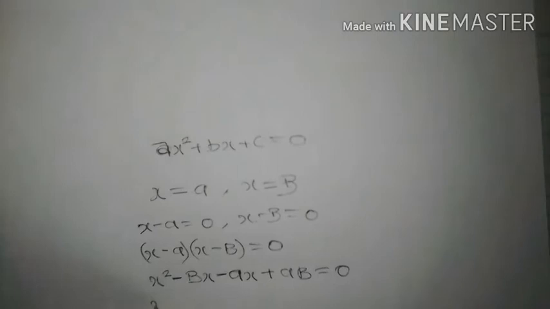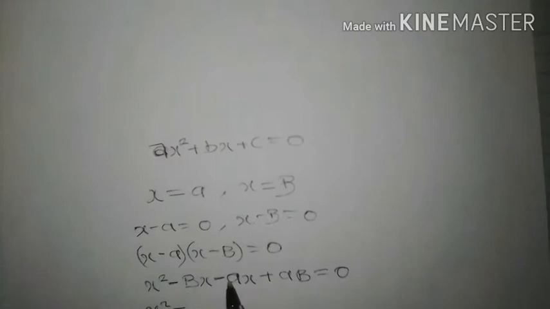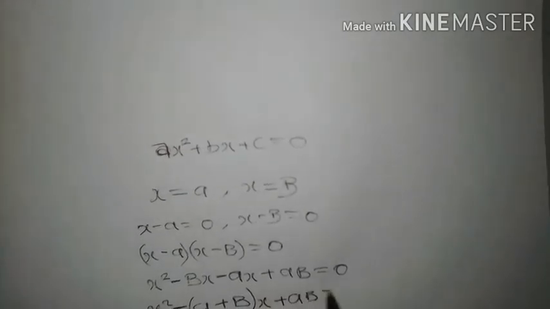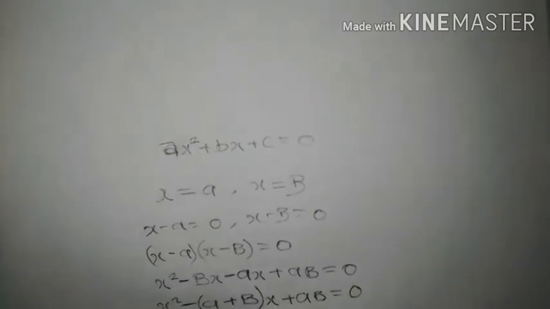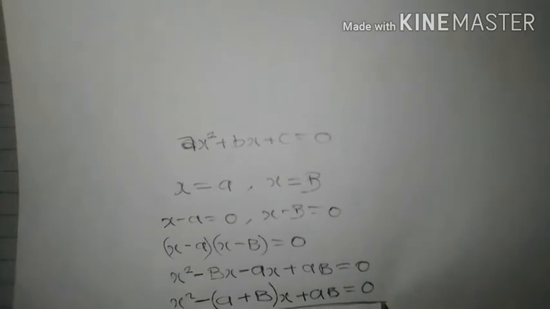So x squared, minus alpha, we say this one has a coefficient of minus 1, so we factor out the minus. Then we remain with alpha, then plus, we remain with beta. We put them in brackets to factor out the x this side, and we are going to have plus alpha beta is equal to 0. So this one is the standard form of the relationship between coefficients and the roots.